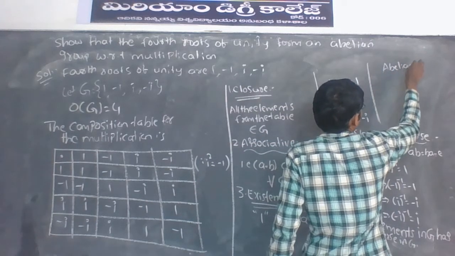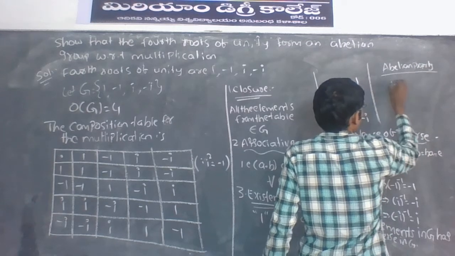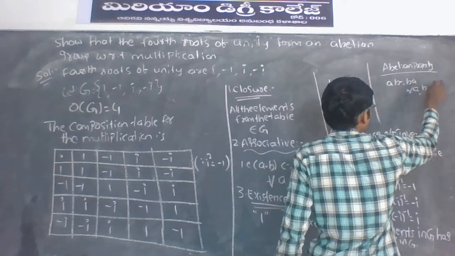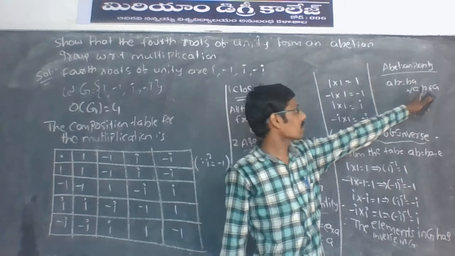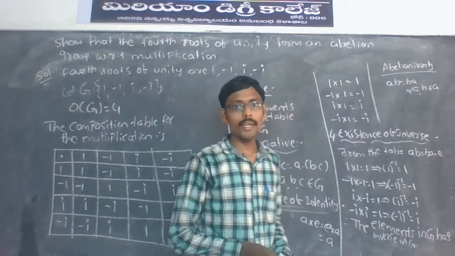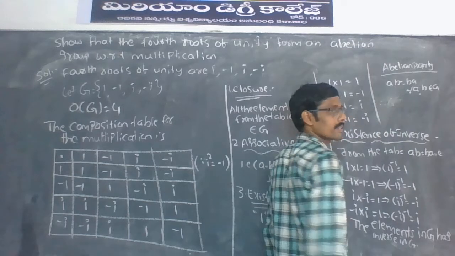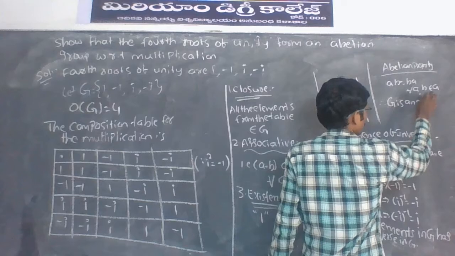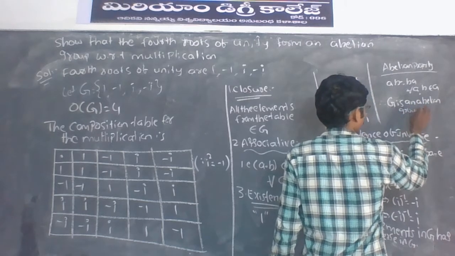From the table it is clear that AB is equal to BA for all A, B belongs to Z. Therefore, abelian property satisfies. Therefore, Z is an abelian group.